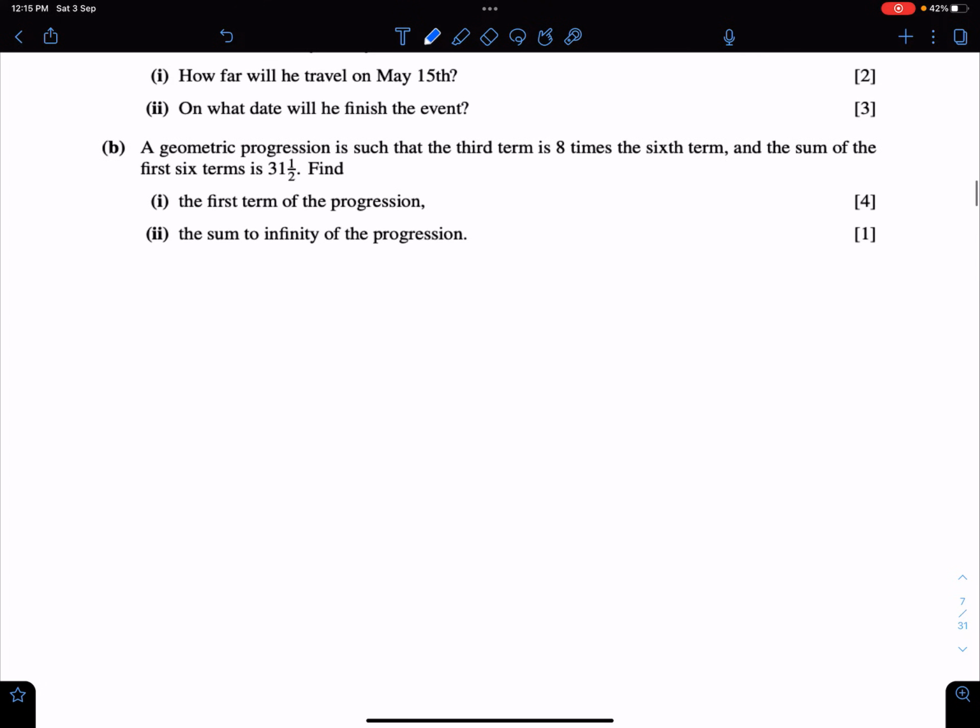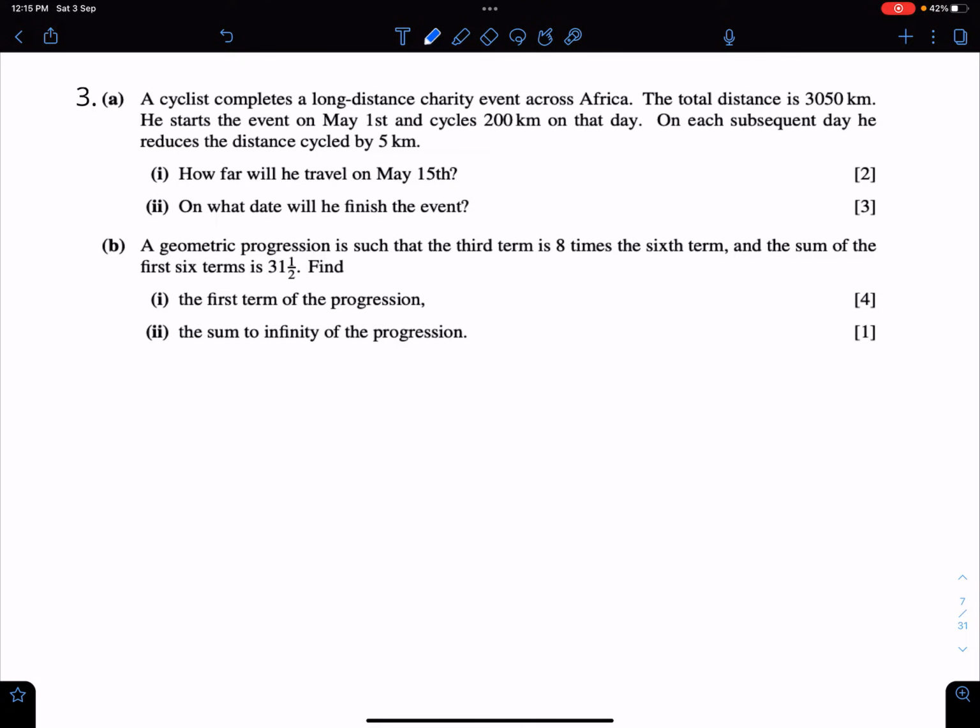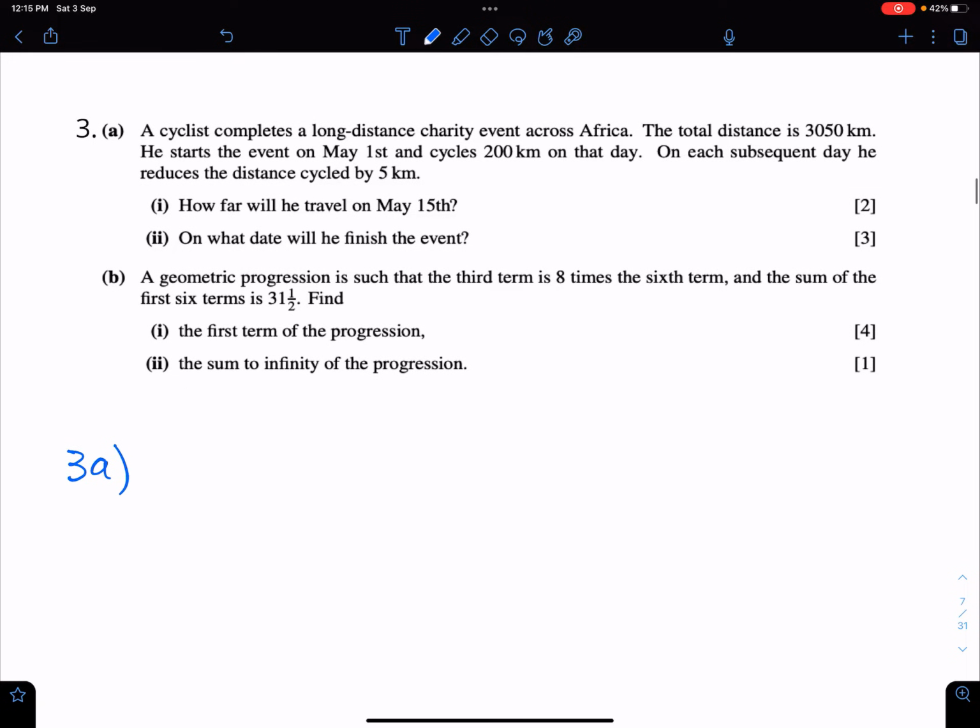Next question, number 3. A cyclist completes a long distance charity event across Africa. The total distance is 3050, so this is Sn. He starts the event on May 1st and cycles 200 km on that day, so this is a. On each subsequent day, he reduces the distance by 5 kilometers.